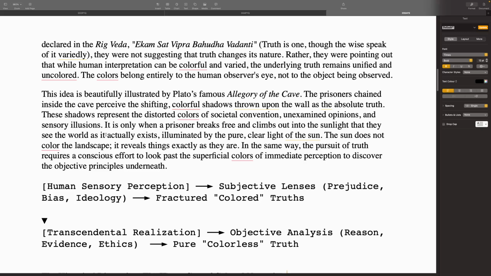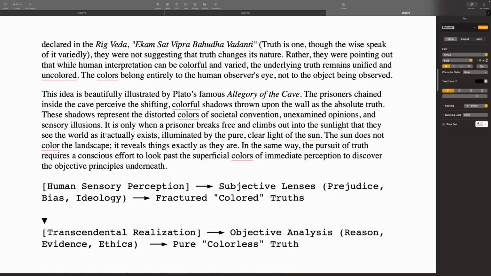Rather, they were pointing out that while human interpretation can be colorful and varied, the underlying truth remains unified and uncolored. The colors belong entirely to the human observer's eye, not to the object being observed. This idea is beautifully illustrated by Plato's famous allegory of the cave.